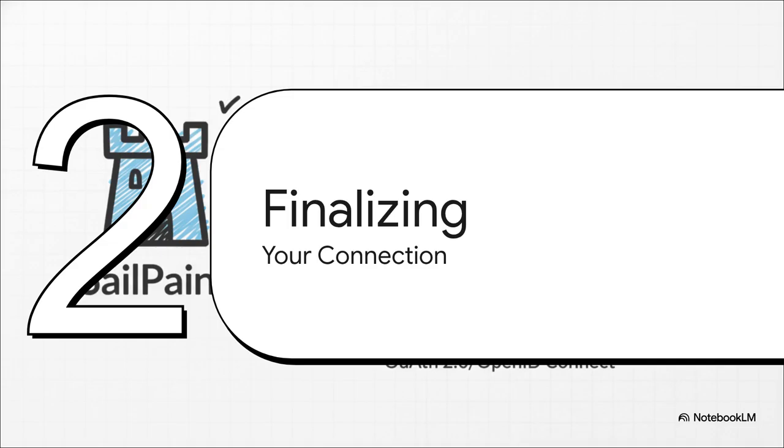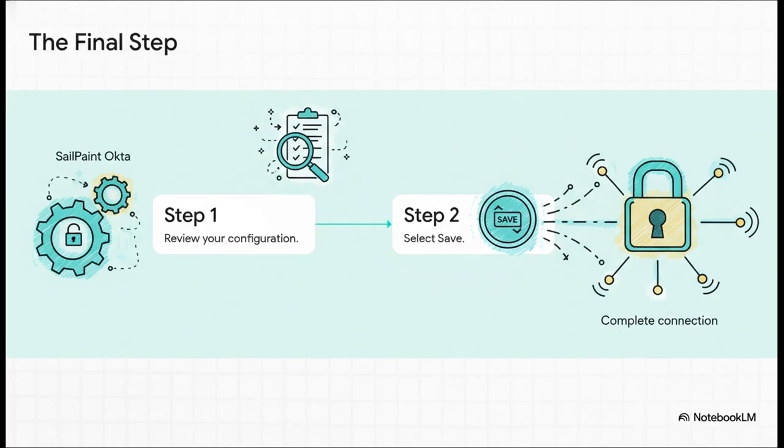Whether you chose the speedy API token or the secure OAuth 2.0 path, you've reached the final step, and it's the same for everybody. All that's left to do is just give your configuration one final review, make sure everything looks right, and then go ahead and hit that Save button. And that's it. Your connection to Okta is now complete.